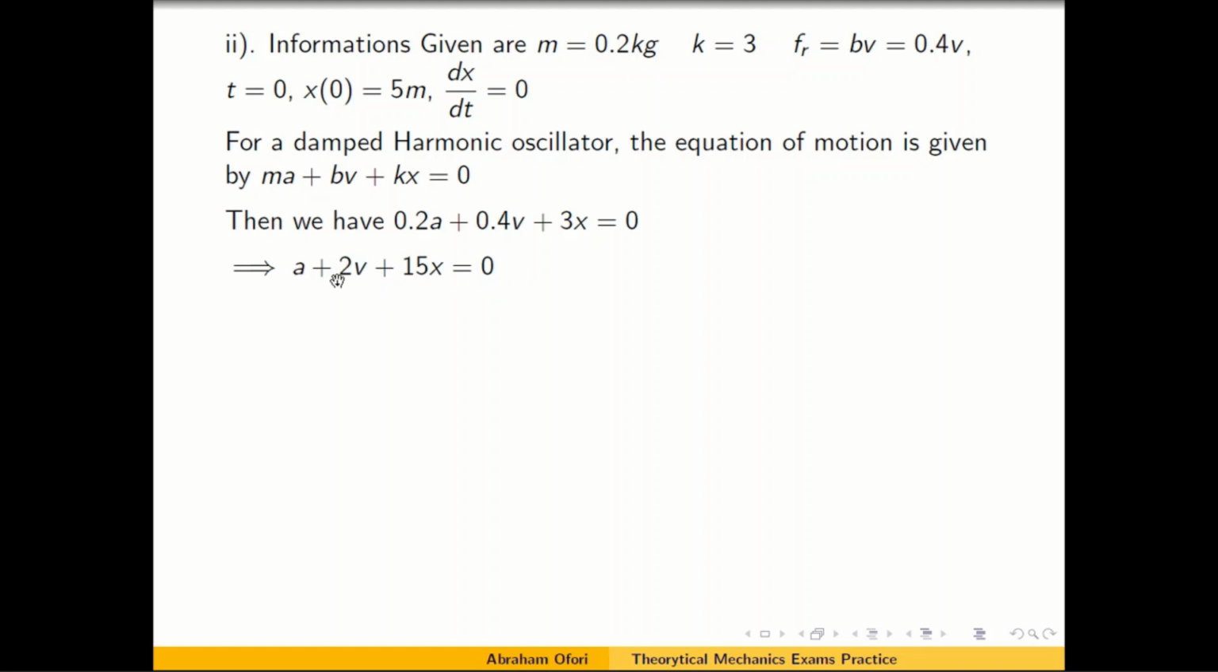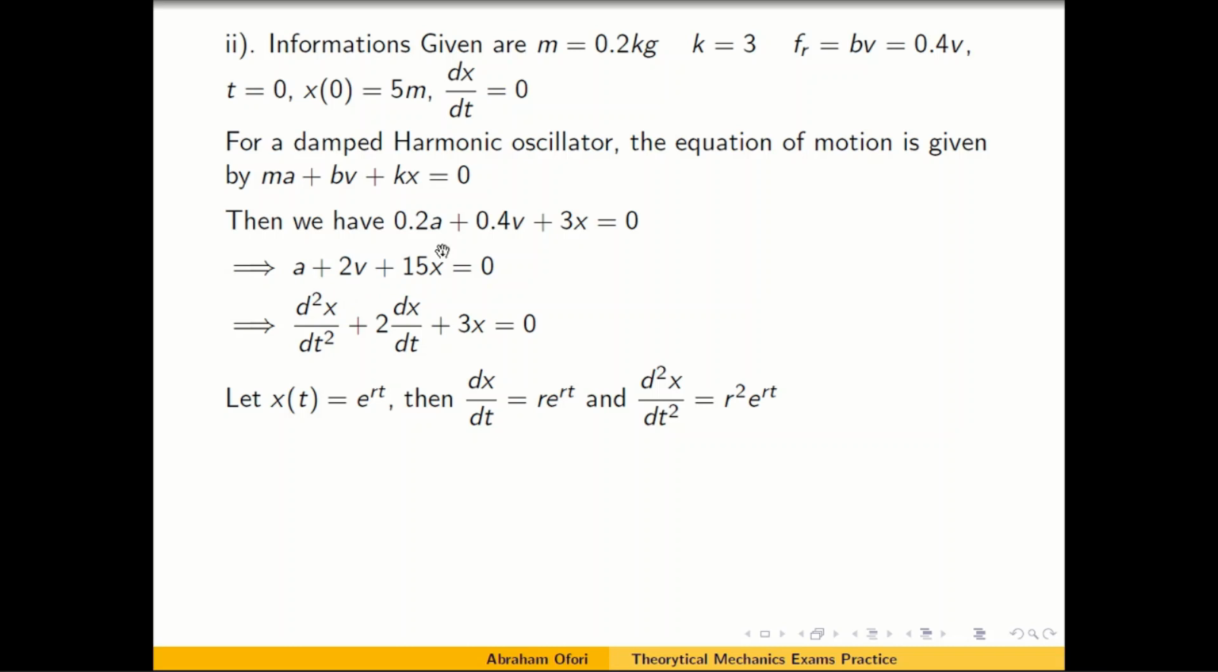But what are a and v in terms of? A is the acceleration, v is the velocity. So in terms of distance or the position, I can rewrite acceleration and velocity in terms of position. Acceleration is actually the second derivative of the position with respect to time, d squared x dt squared, plus 2 times the velocity, dx dt, plus 3x equals 0.